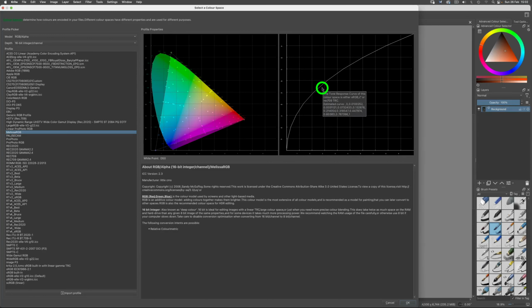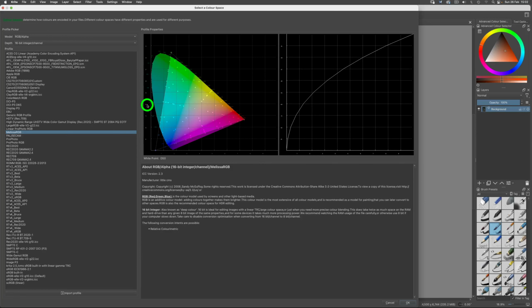It equates to an overall gamma of 2.2, but it's different from straight gamma 2.2 in a couple of regions, basically here. So don't make the fatal mistake of thinking the sRGB tone curve is the same as the Adobe RGB tone curve, because it isn't.